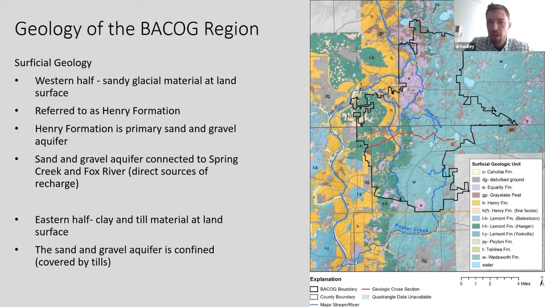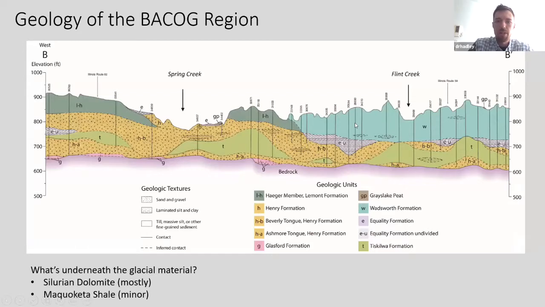Here in this red line is a cross section that I'm about to show you. This cross section crosses Spring Creek right here and Flint Creek right here. So let's take a look at what this looks like. This is a cross section. It's basically just taking a slice down, and we're seeing what's underneath at that particular transect.